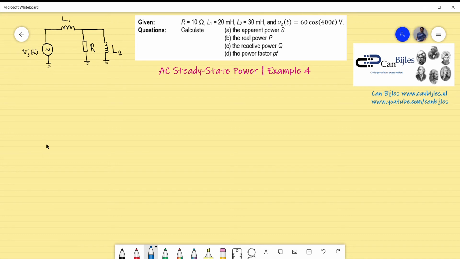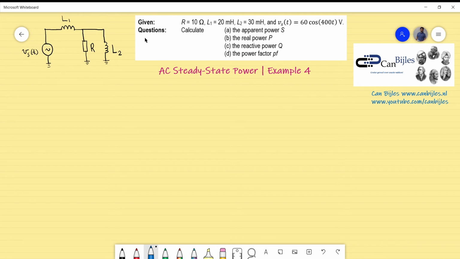This is our example number 4. In this example we will look again at an RL circuit. In this case we have a slightly more complicated example compared to example number 1. We have two inductors L1 and L2, one resistor and one voltage source Vs, and the values of these elements are shown here.